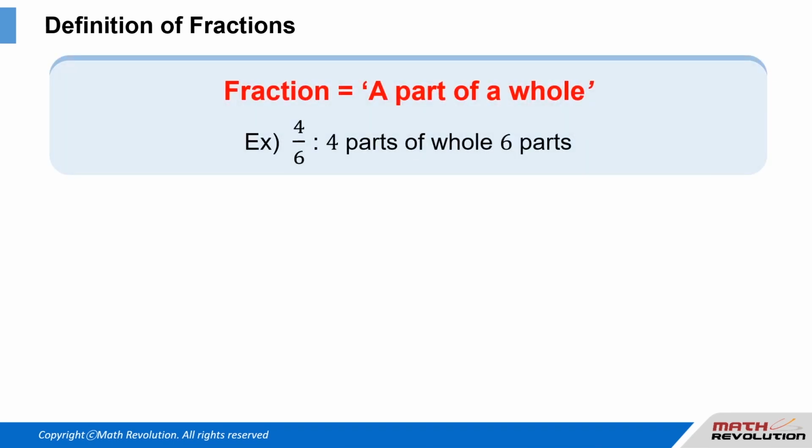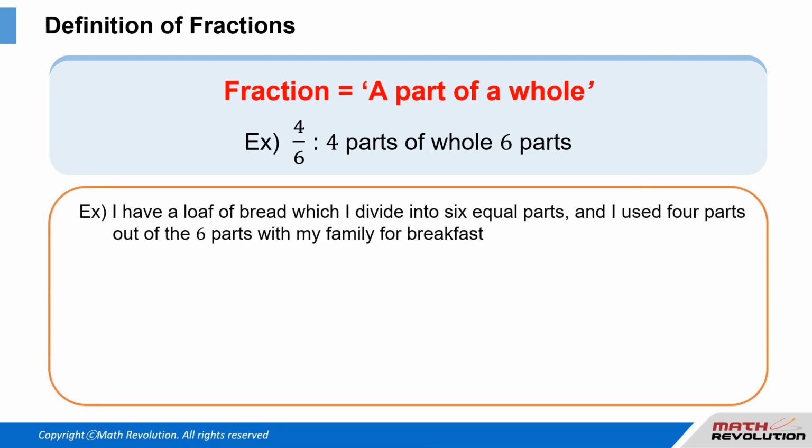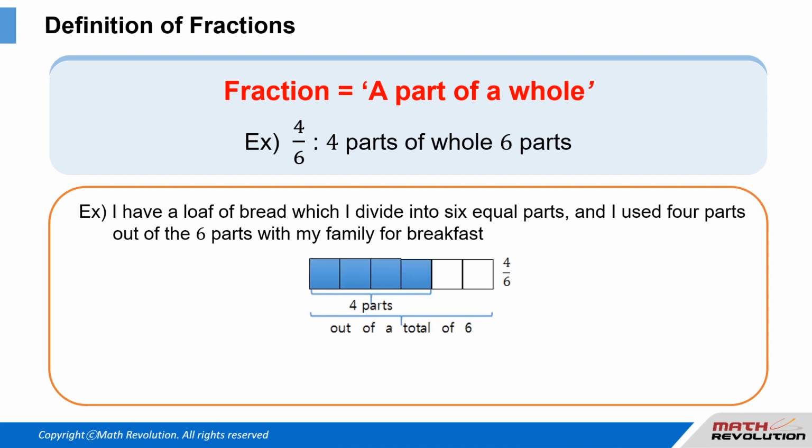Fractions can also be seen as a part of a whole. In our previous example, 4 over 6 means 4 parts of a whole consisting of 6 parts. Let's look at it geometrically. Let's say I have a loaf of bread, which I divide into 6 equal parts, and I used 4 parts out of the 6 parts with my family for breakfast. 4 out of a total of 6.